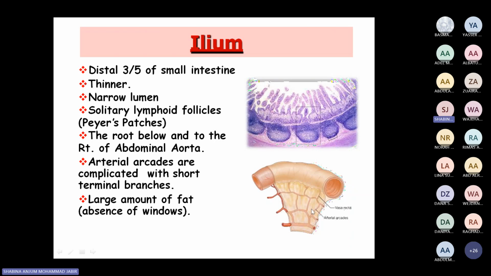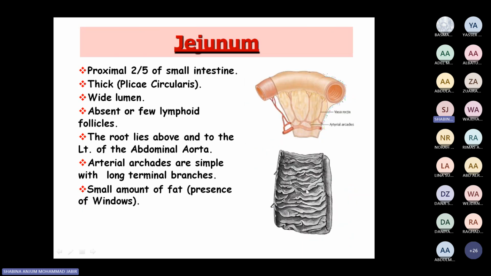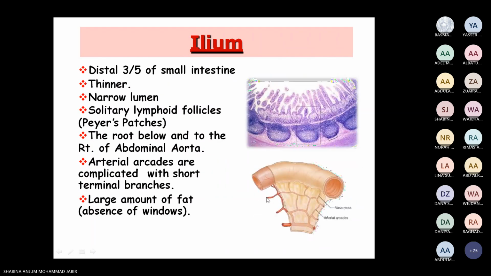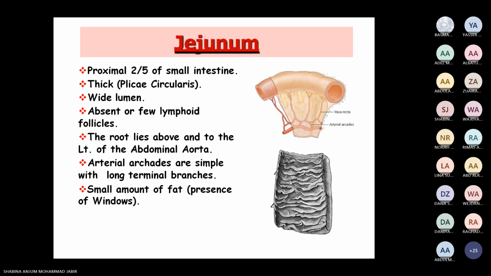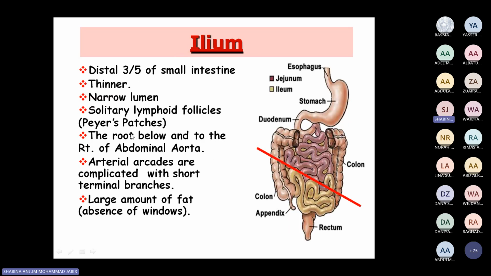If we compare this with the ileum, we will find that the arcades are more complicated. There was only one line, but here you will find more arcades, more complicated, and these terminal branches are shorter. Here you will find these terminal branches are longer. And presence of fat.